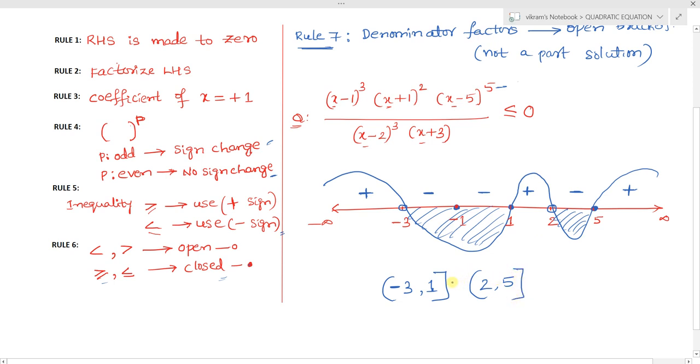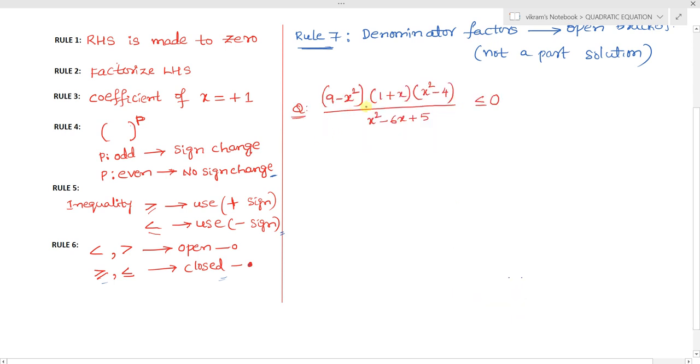Now these two regions give us the required values of x which satisfy the given inequality. Then we can write this as x belongs to open brace -3, 1 closed brace union open brace 2 comma 5 closed brace. This is our required solution.